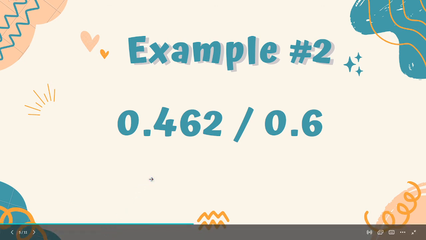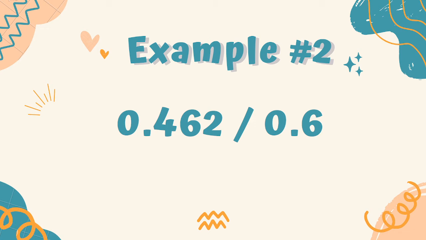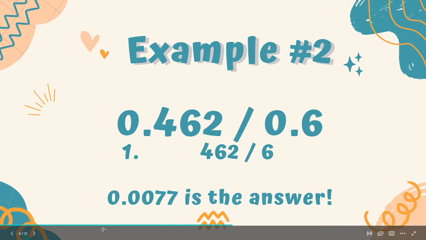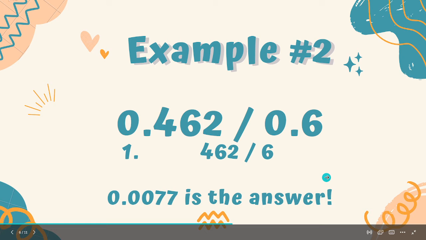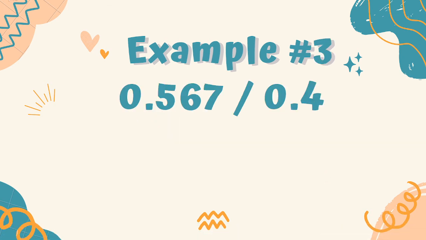So 6 goes into 46 7 times, and then there's a remainder of 4, and then you bring the 2 down, so that's 42, and 6 goes into 42 7 times. So the answer is 77 for 462 divided by 6, and then you have to remember to move the decimal point to the left again 4 times. So 77, if you shift it to the left 4 times, then you would have got 0.0077. Okay, so this is the answer for the second question. Here we come to the last question.